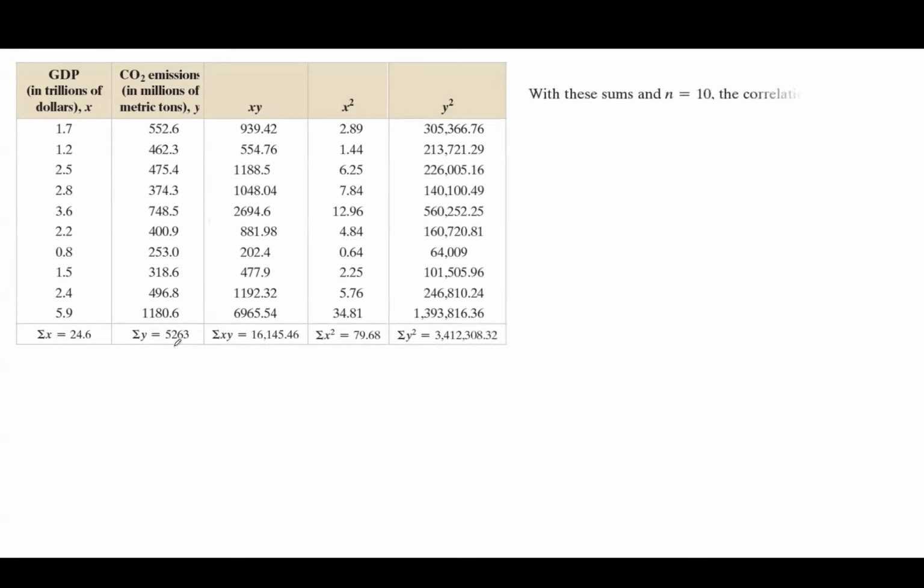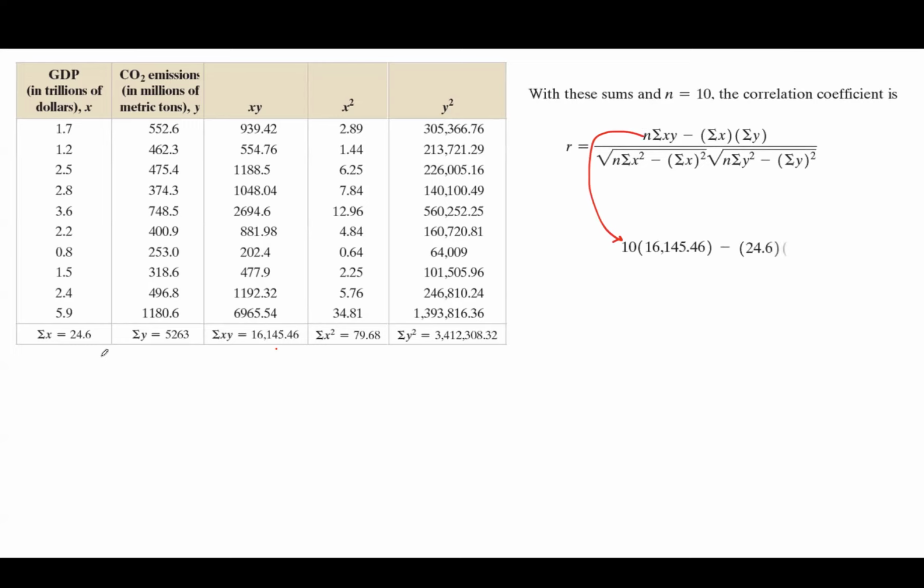With these sums and the fact that n is equal to 10, you have 10 pairs of values. The correlation coefficient formula is as follows. So let us plug in everything here. N is equal to 10. We know that. The summation of x times y, we calculate that here. Then the summation of x, which is 24.6, multiplied by the summation of y, which is 52.63. Now do the division.